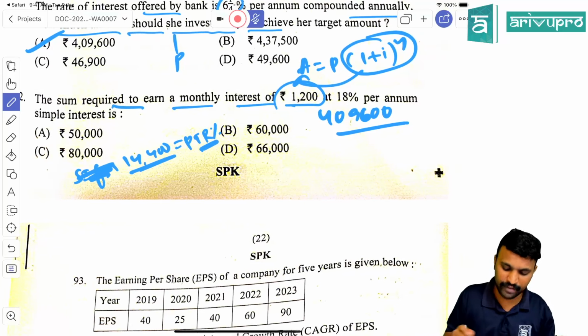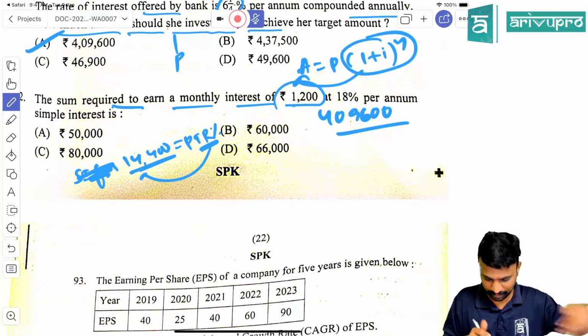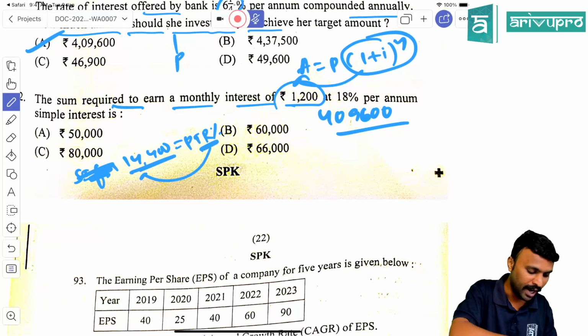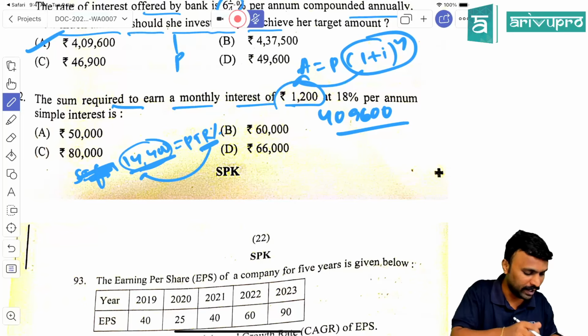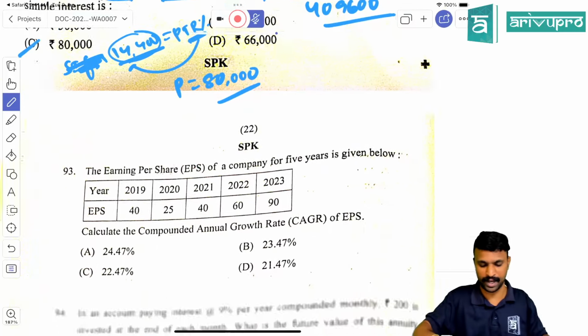So T and R, we know T is 1 year, type 1, R is 18, press a percentage. Take it to the other side and multiply. First of all, we have to divide. We have to convert that into multiplication by doing what? Reciprocal. Divide equal and multiply with 14,400. You get 80,000. So P is equal to 80,000. Option C is the right answer.